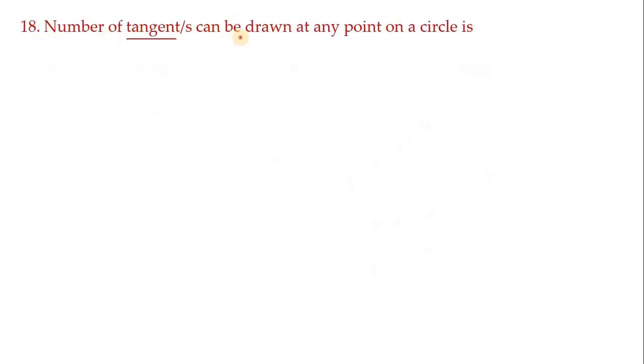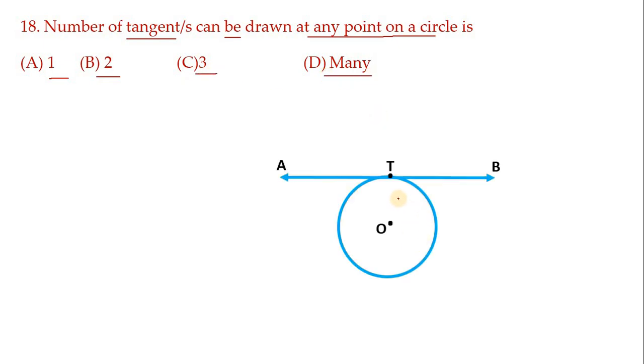Number of tangents that can be drawn at any point on a circle is 1, 2, 3, many. So let me take a figure here. See, here I have taken a circle as well as a tangent, and T is a point on the circle. Now through T, how many tangents can be drawn? See, only one tangent can be drawn. If you try to draw many more tangents through the point T itself, that will become a secant, because it intersects the circle at two different points.